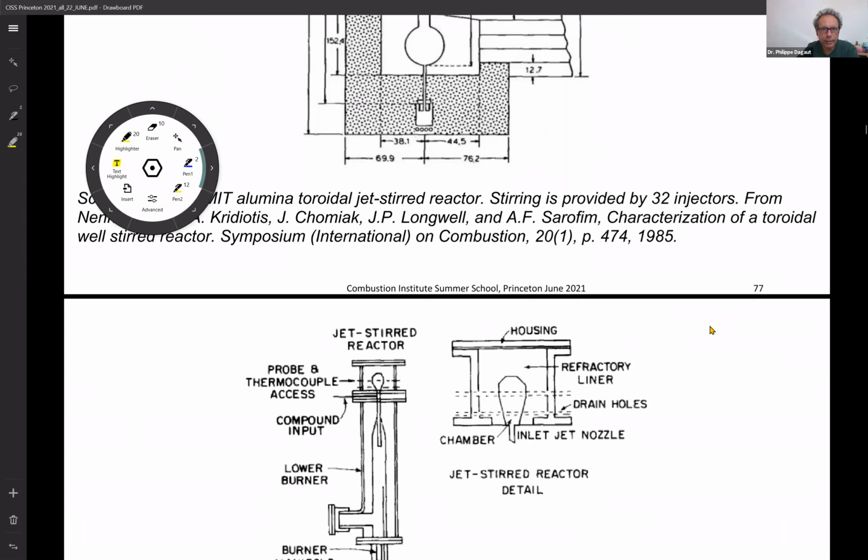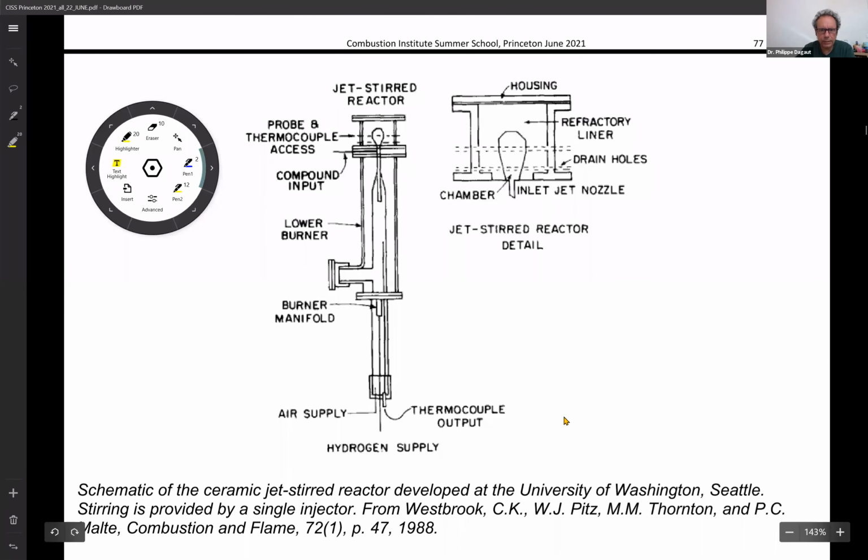So this one is a single jet stirred reactor. So the reactor itself is here. Okay, you can see it here. And you are sending the reactants. They are impinging the surface here and going back. And there is some stirring which occurs. Of course, the homogeneity inside is not as perfect as it could be in other designs. And this one was used for some time in Seattle, the University of Washington in Phil Malte's group. And the data were used very early by Lawrence Livermore to propose some kinetic reaction mechanism.